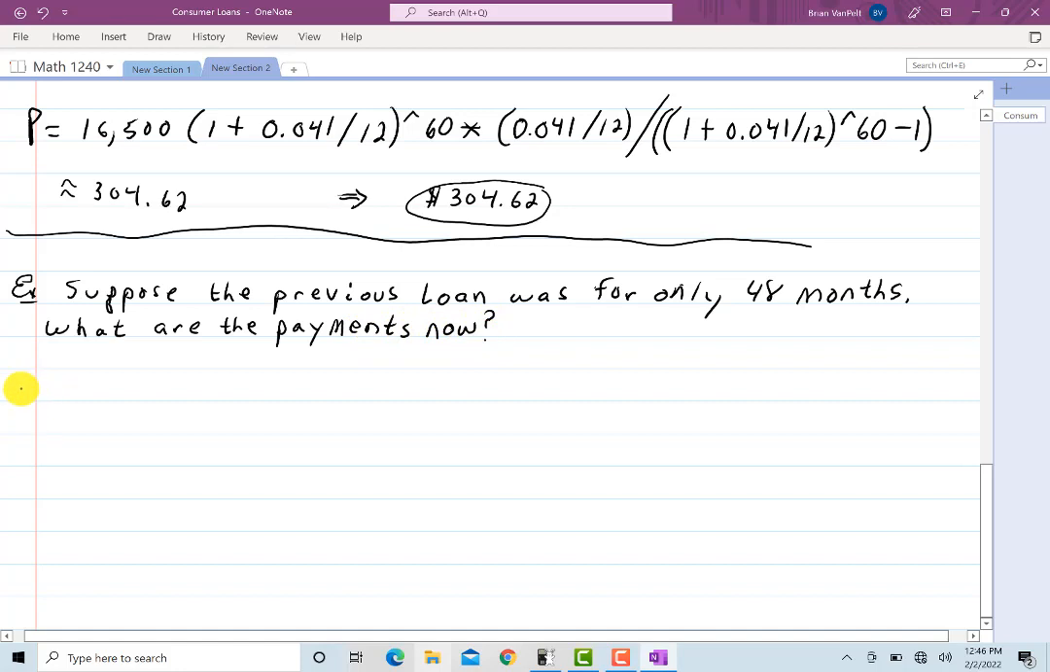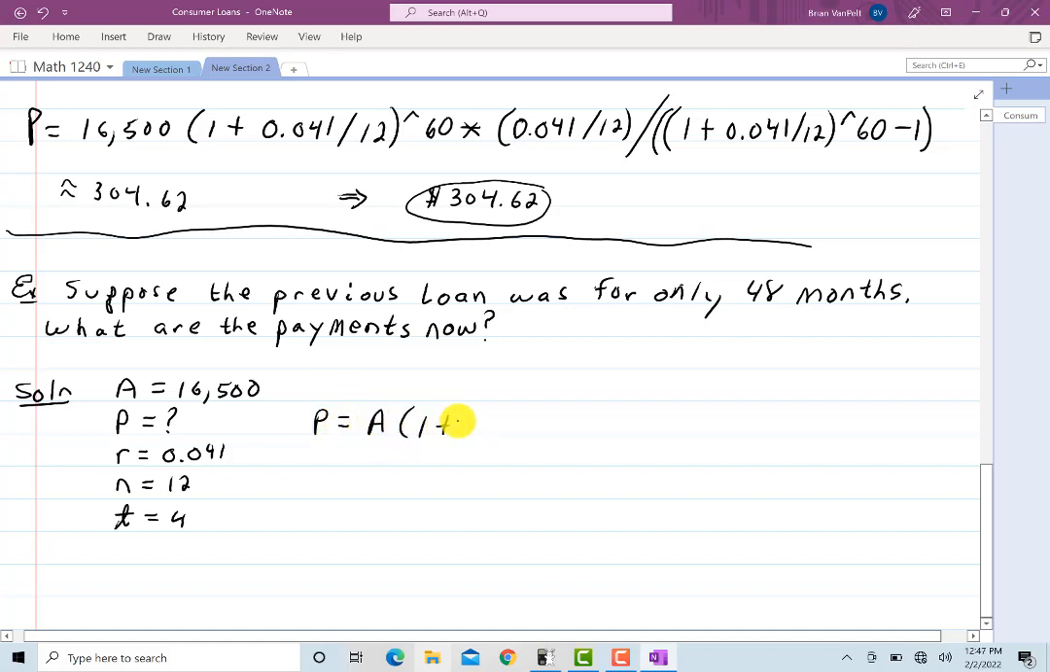So in this situation here, everything is the same except for the length of time. So the amount is still going to be $16,500. The payment, I don't know that. R is still 0.041. N is still going to be 12. And T, since we're talking about 48 months, that's 4. So 4 years. So when we do my formula, I have P equals A times 1 plus, I'm going to write it in calculator friendly format.